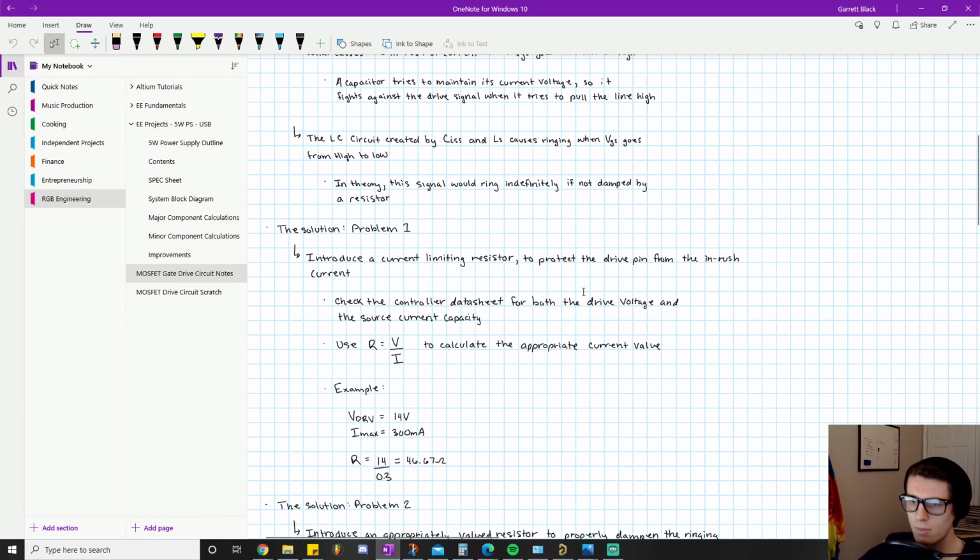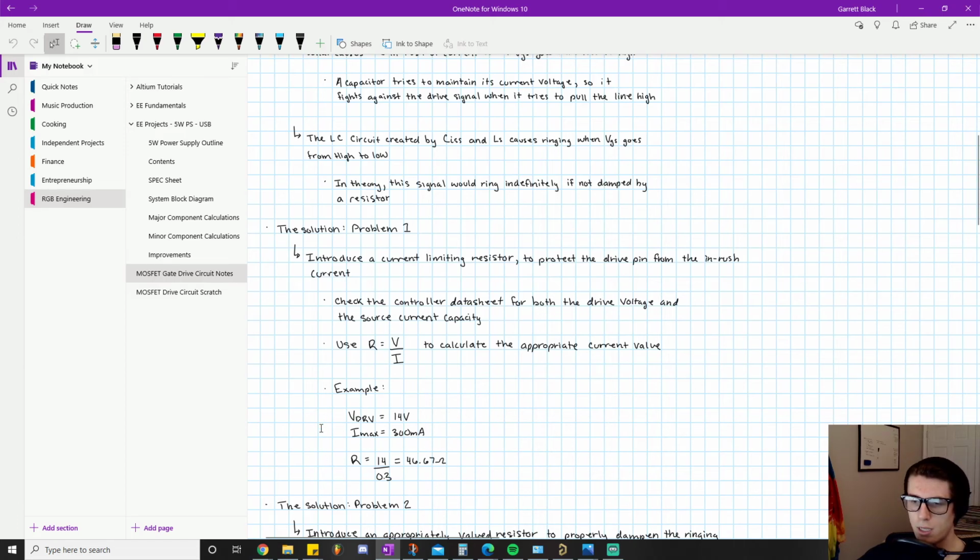right? So basically we're just going to solve for the appropriate value for our current limiting resistor. We're going to use R equals V over I. In this example I have listed down here, we have V drive, which is just the voltage of our drive source. 14 volts is a very common voltage because a lot of MOSFETs operate at around 10 volts, and so you want to drive it clearly above that level so that you can achieve the conduction level, the current carrying capacity that you want. So 14 volts is a pretty common value.